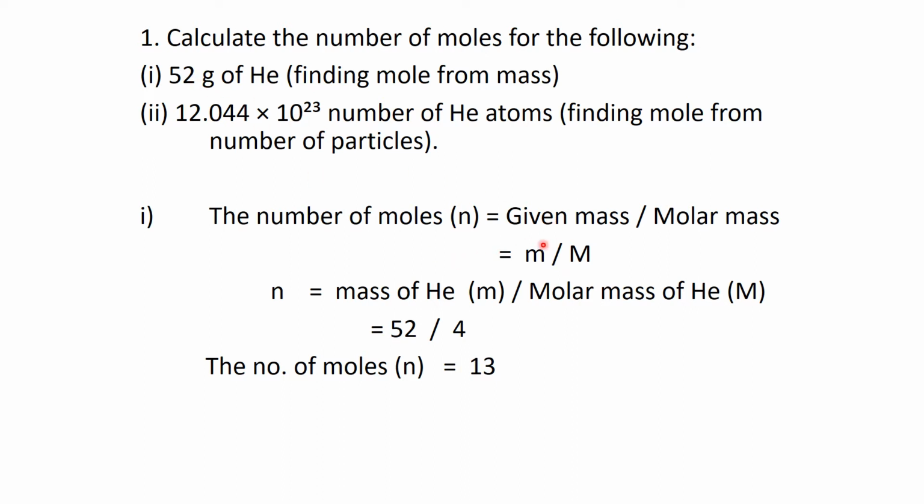Given mass you represent by small m and molar mass is represented by capital M. So n is equal to the given mass, that is 52, upon the molar mass. You know that the molar mass of helium is 4. So divided by 4, the number of moles is 13. So you have got the number of moles present in 52 grams of helium. In this way you just put the formula, write the values in the formula, and find the answer.